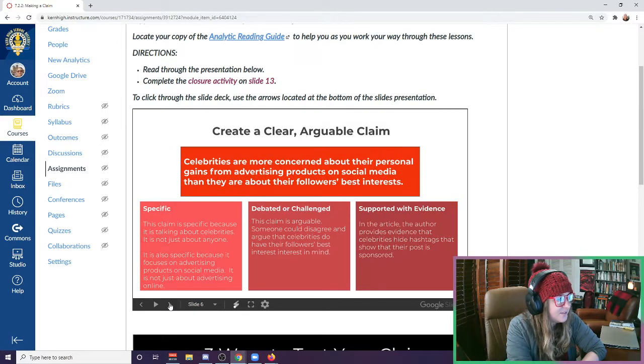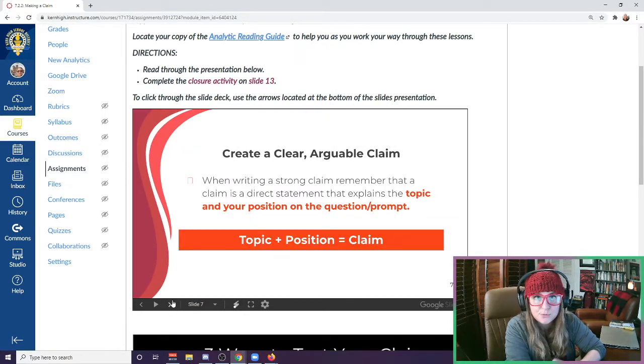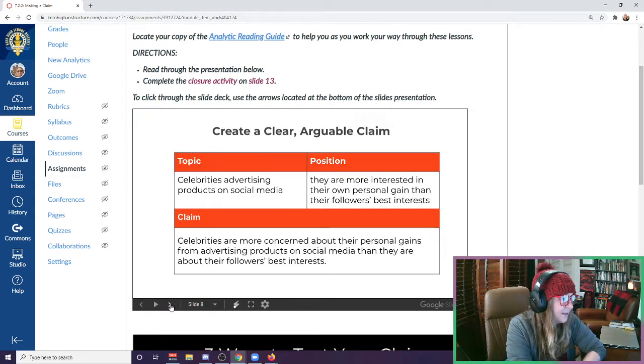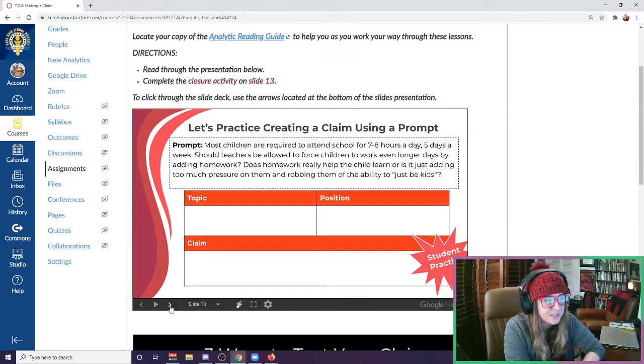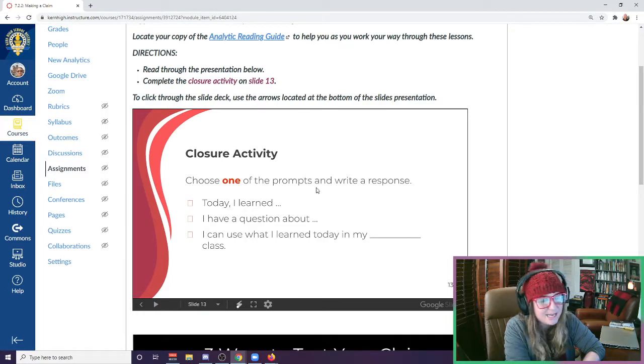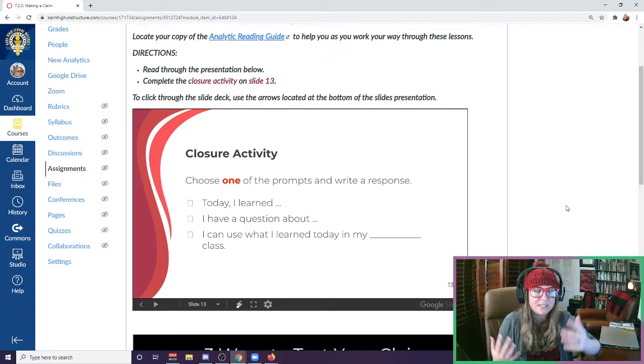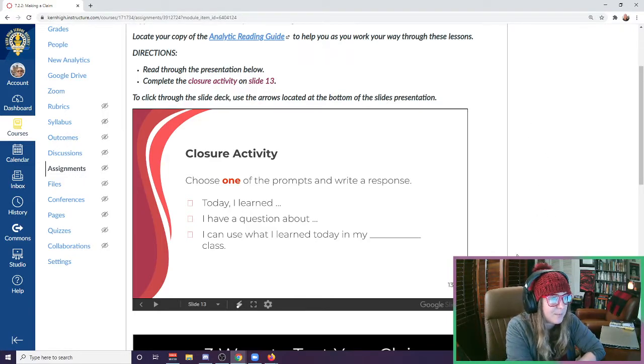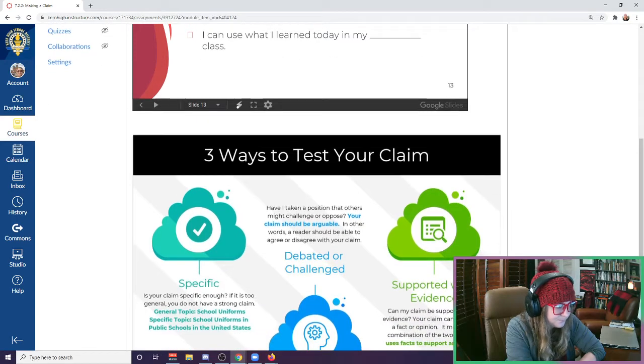It gives you a few examples of some claims that have been made, so you can read that on your own time. It gives you a little equation here: if you have a topic and a position, you have a claim. It also has a little chart that you can use for making claims. In class, we'll do this together, and you'll practice individually. In the very last slide, there is a closure activity. This isn't mandatory and isn't getting a grade, but I do want you to respond to one of these questions, just so I know where the gaps are, and what you understand or might still be struggling with. A text box will open at the bottom of the page, and you'll respond to one of these three questions.